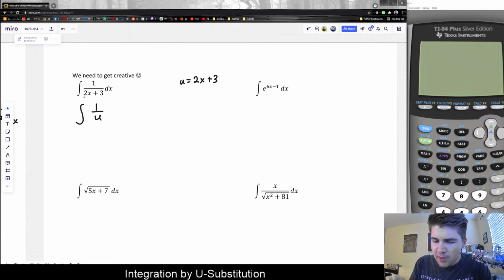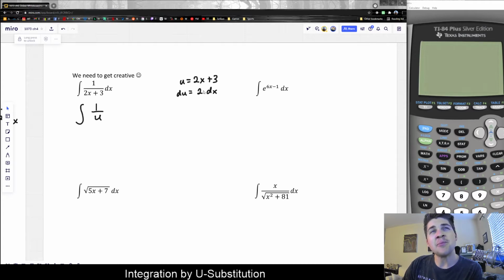So again, to figure out du, we take the derivative of both sides. The derivative of 2x would just be 2 dx, and the derivative of 3 would be 0. So here it's pretty close. The only issue is, du is equal to 2 dx, and we don't have a 2 within our integrand. So what do we do?